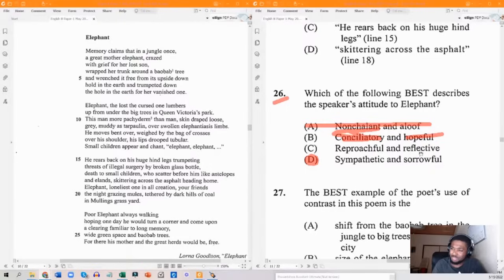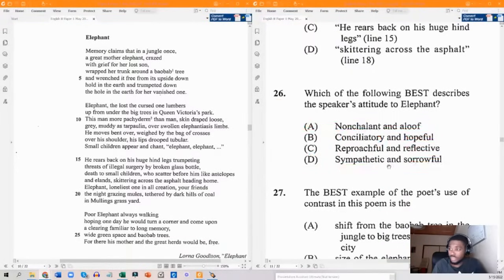Reproachful, maybe. Reflective, maybe. But neither of these is really a very strong attitude. These are very strong attitudes. Reproachful, I'm not sure if the speaker is really reproachful, but reflective, maybe. But D has 2 correct answers. So it has to be D.